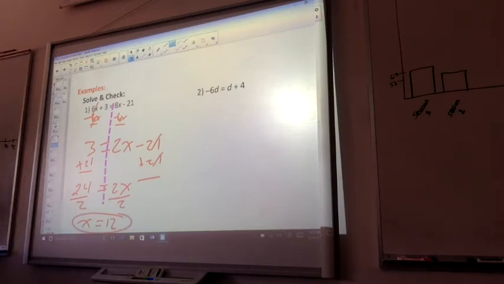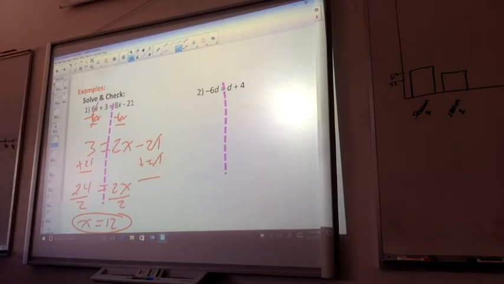Cool. Okay. So sometimes you just have to start someplace. Start to see if you can move something over to make it a little less of a problem. In this case, we started by moving the 6x over, but it doesn't always have to be that way.